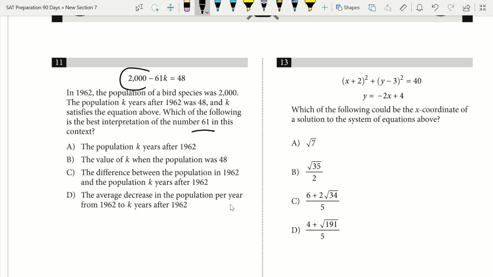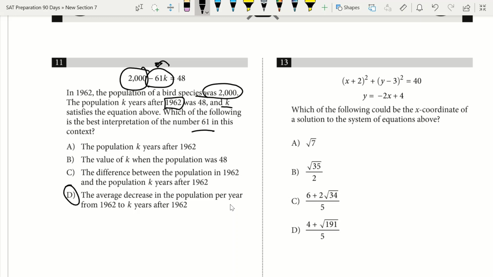Well, I know this 2,000 here is my bird population in 1962 for that species, and I know I'm losing 61 then for every k, right? K being the years after 1962, right? So that means that for every year after 1962, I'm losing 61 birds per year. So 61 birds per year are dying. So that's going to be answer choice D for number 11.